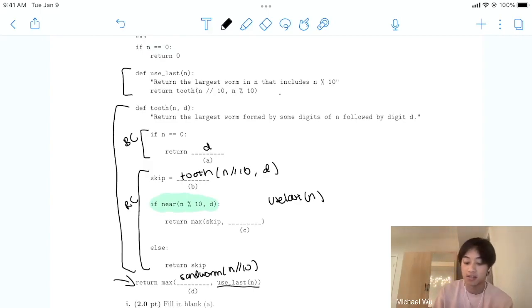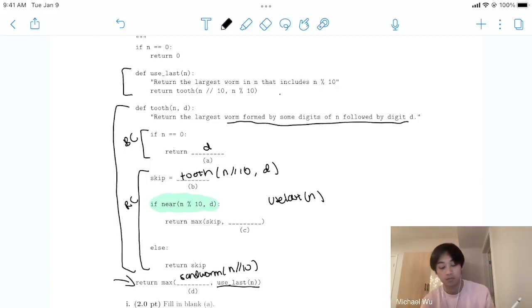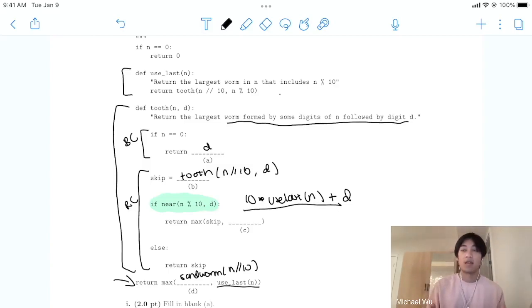But we don't want just that. We want the largest worm formed by some digits of n followed by the digit d. So we want to add d at the end, but in order to have all of these numbers shifted over, so d is in the least significant place, we would have to multiply use last by 10. Okay, so that's what we're comparing between skip, which is the biggest worm using d that doesn't use the last digit of n, and this expression, which is the biggest worm that uses the last digit of n and then tacks on that digit d.